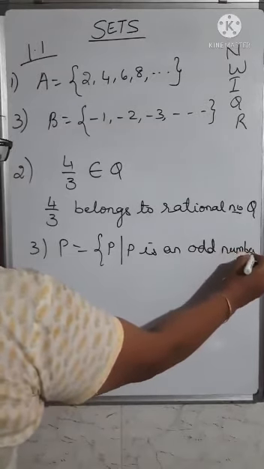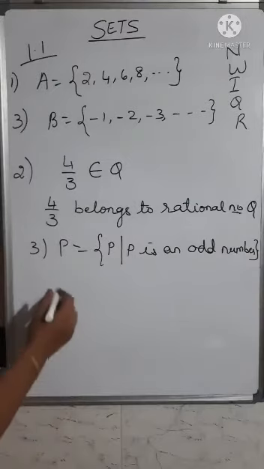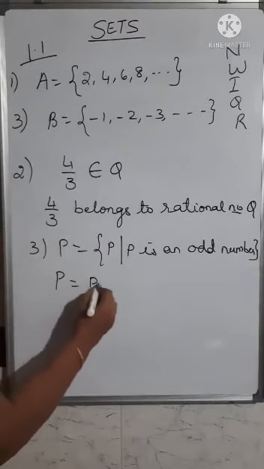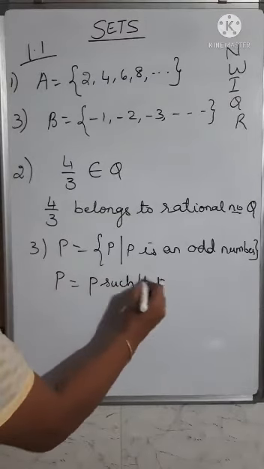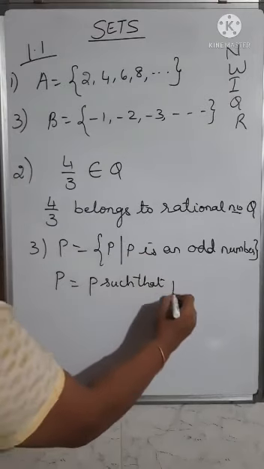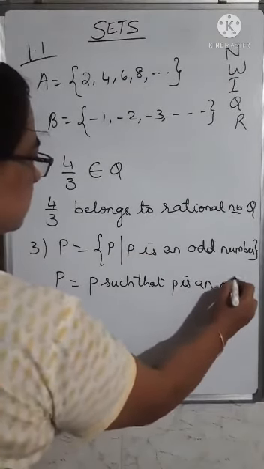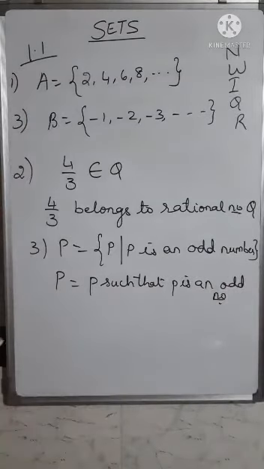So this is given. You have to write this one using words. So you have to write P is equal to P such that P is an odd number. So like this, in words, you have to write it down.